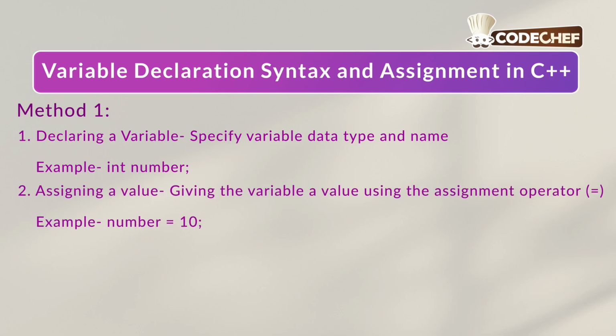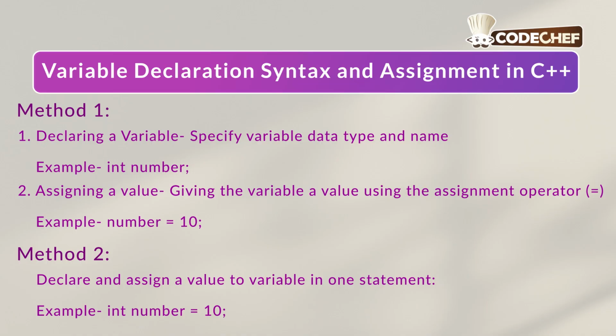Assigning a value means giving the variable a value using the assignment operator. For example, number = 10. So now the value 10 is stored in the memory location of number, which is a variable. Now coming to the second method, where the declaration and assignment both happen together. Here we declare and assign a value to a variable in one single statement. For example, int number = 10. This is the most common and convenient way to create variables.